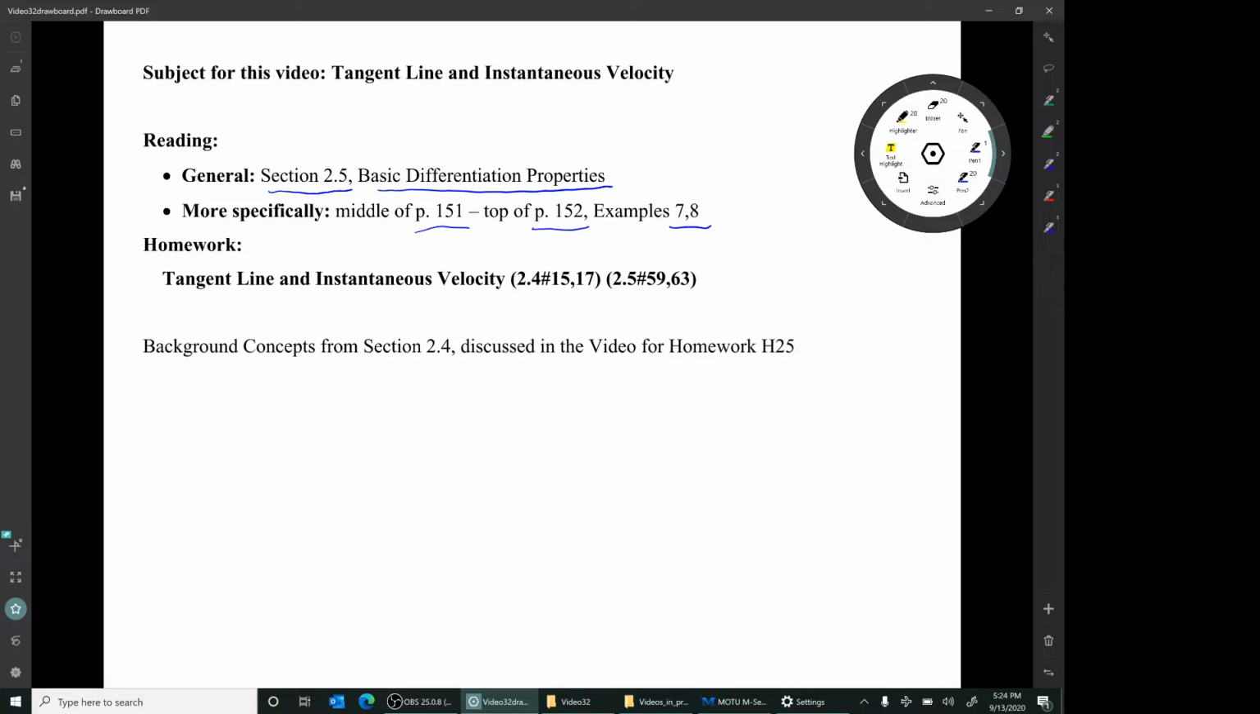The homework problems include these two problems from section 2.5, but this material also has to do with concepts introduced in section 2.4. In section 2.4, we discussed tangent lines and instantaneous velocity. We didn't do too many exercises or examples in that section because the examples are quite hard when you're using section 2.4 techniques. So let's review some of the background concepts from section 2.4.